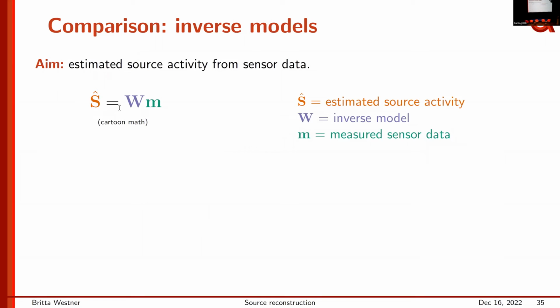Okay, with that, I want to end with a short comparison of inverse models. I know this was a lot of information, so I hope I can very briefly recap that now, and then we can take some questions after that. So for all inverse models, we have the same aim. We want to estimate source activity from our sensor data, and how the source or inverse models differ from each other is how they do that.